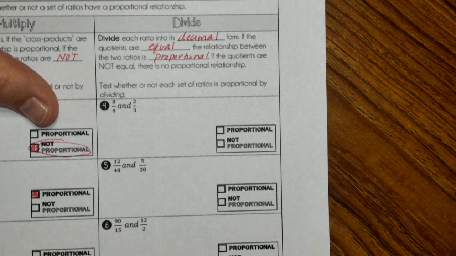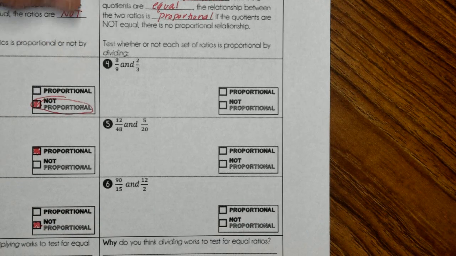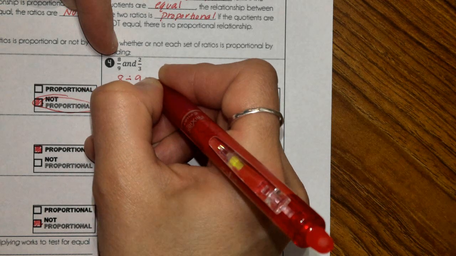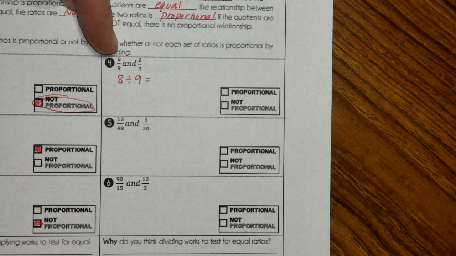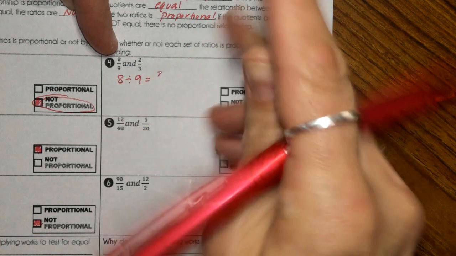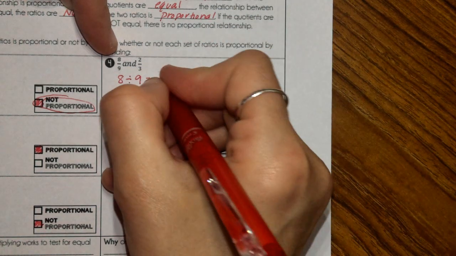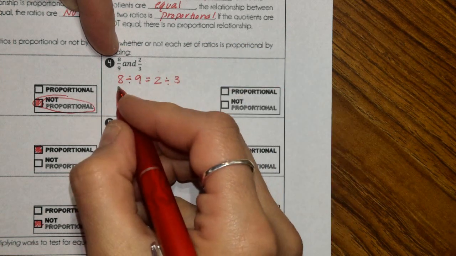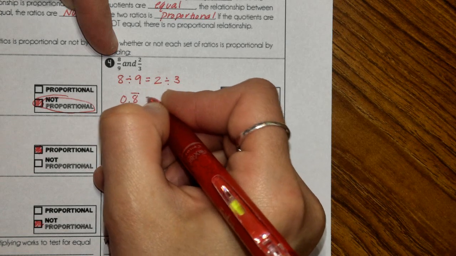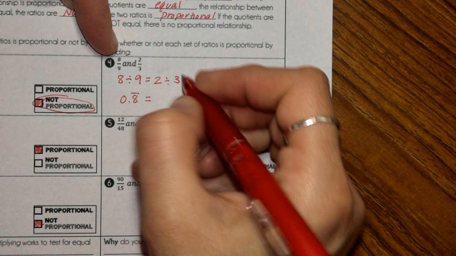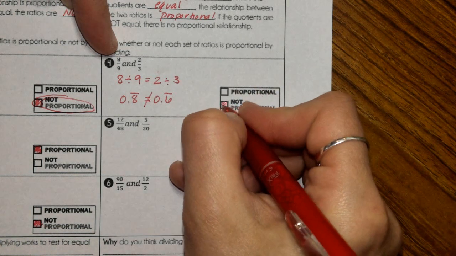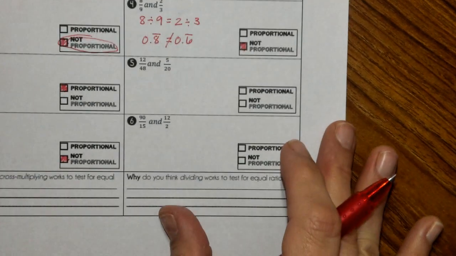Okay, so we're going to go ahead and test these next ones. We're going to take this first one: 8 divided by 9. We'll set this equal to the other one, 2 divided by 3. When we do 8 divided by 9, we will get a repeating decimal of 0.8 repeating. If we divide 2 by 3, we're going to get 0.6 repeating. These are not the same, therefore they are not proportional.